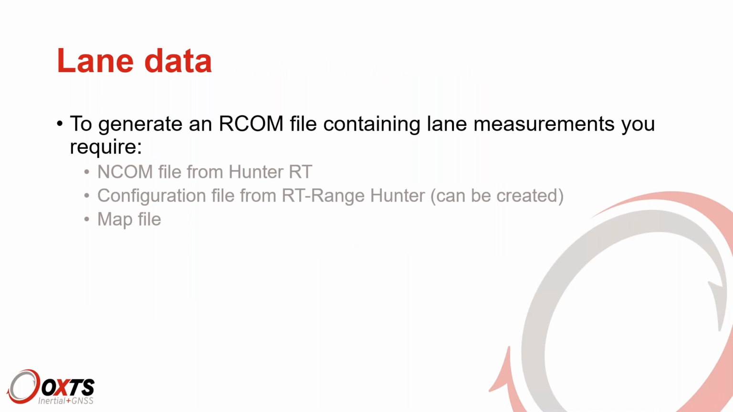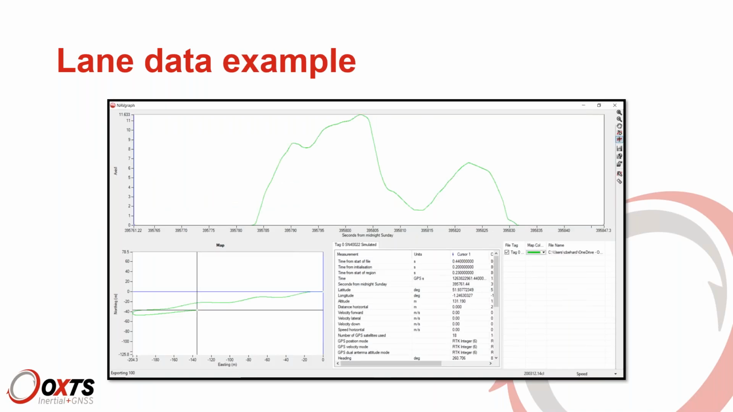So if you were looking to post-process data from a test and you're interested specifically in vehicle to lane measurements, you would need to generate an RCOM file from an NCOM file. The NCOM file would need to be from the Hunter RT. You would need a configuration file from the RT Range device, and you would also need a map file of that lane. I'm going to just go through an example of this.